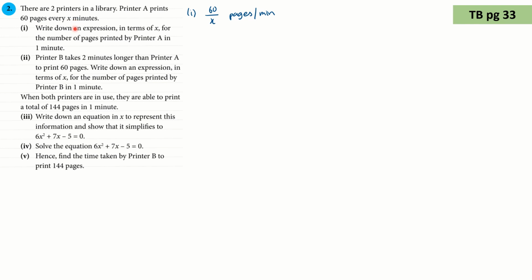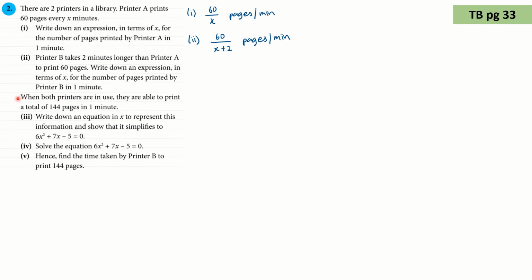Then in part 2, it says that printer B takes 2 minutes longer than printer A to print the same number of pages. That means that 60 pages takes X plus 2 minutes. We will also want to write down an expression in terms of X for the number of pages printed by printer B in 1 minute. So applying the same logic, we will take 60 divided by X plus 2, and then we get the number of pages per minute.